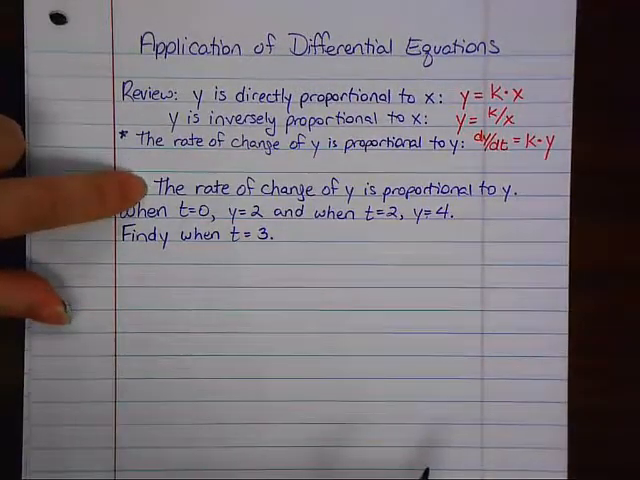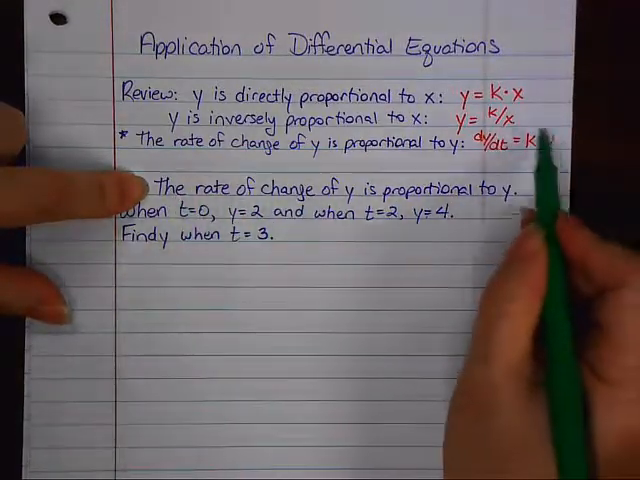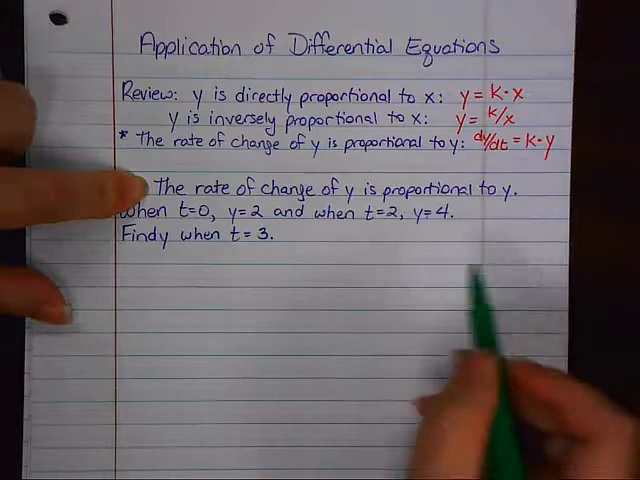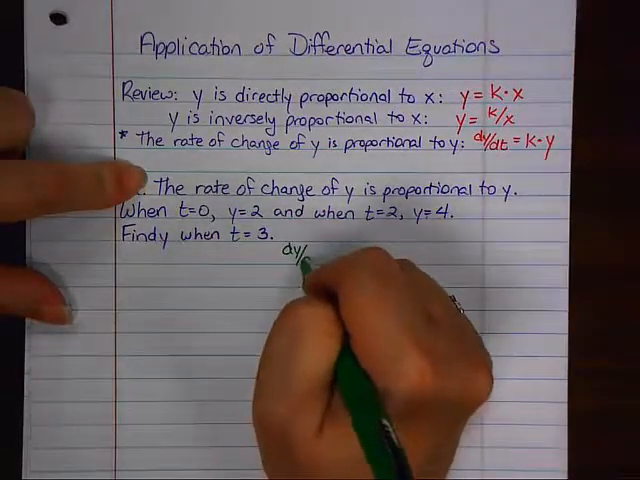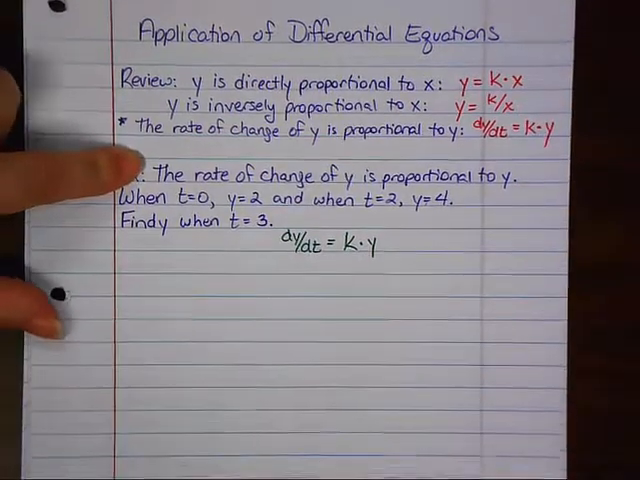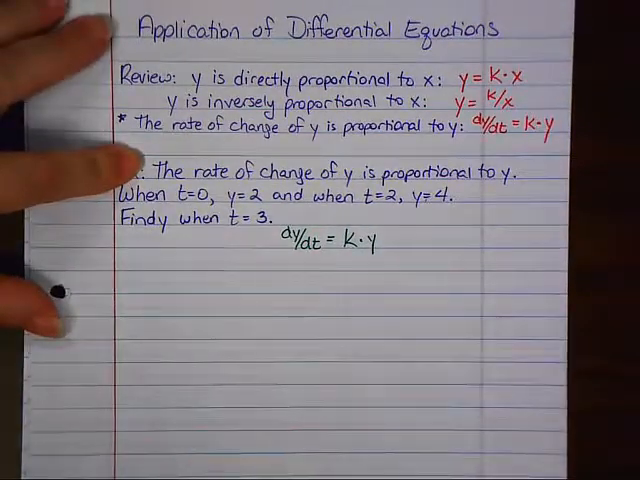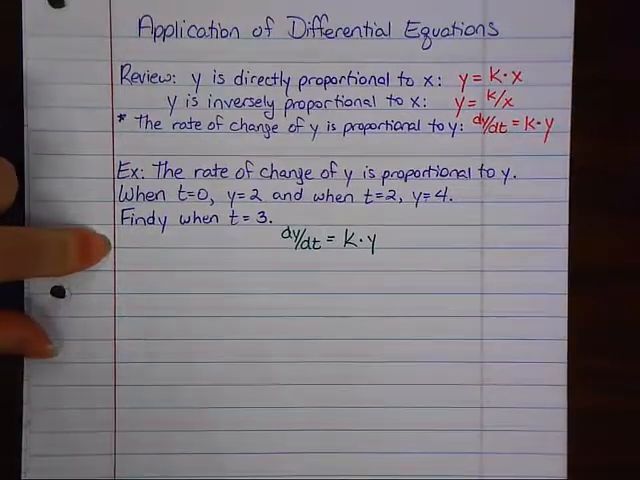We are going to take these problems. They're going to give us a sentence that makes us create a problem like this. This sentence matches this sentence. So we just copy down dy/dt equals k times y. And from this, we are going to create a general solution and then use this other data to find the specific solution and then the answer to our problem.